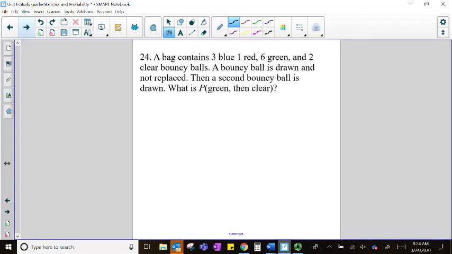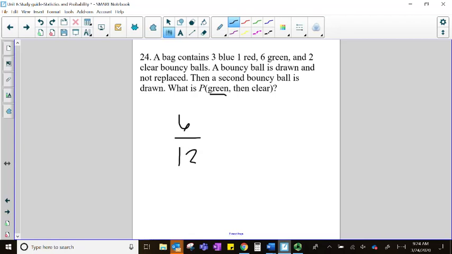Number 24. A bag contains 3 blue, 1 red, 6 green, and 2 clear bouncy balls. A bouncy ball is drawn and not replaced, and then a second bouncy ball is drawn, was probably green and then clear. I believe this was on our quiz, or one of the things we've done. So here we go. We want green first. There are 6 green out of how many total? You have to add them all up, and there are 12 total.